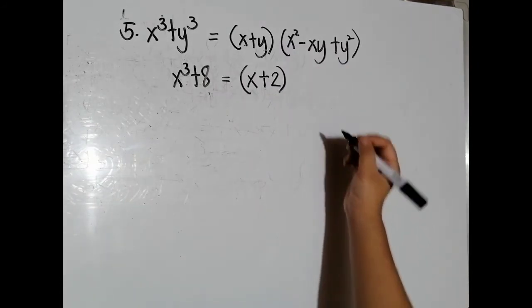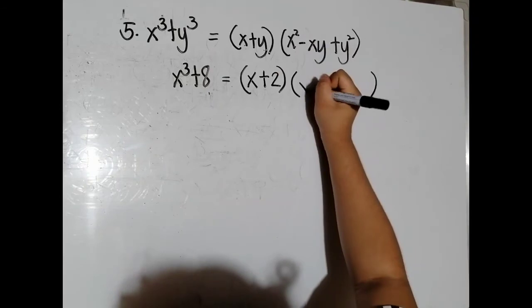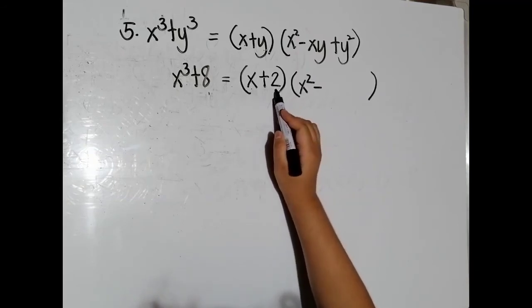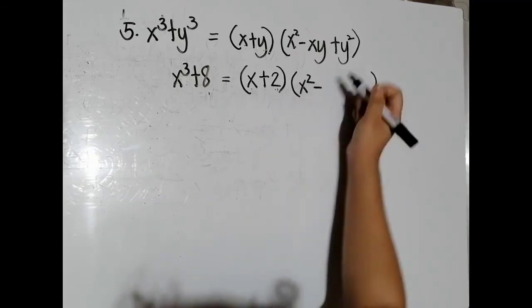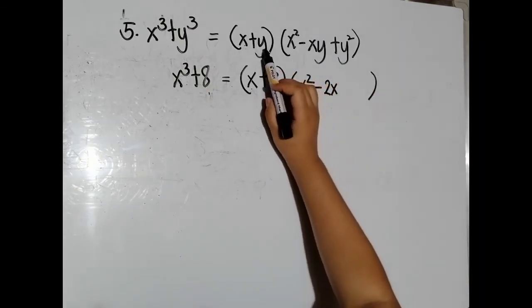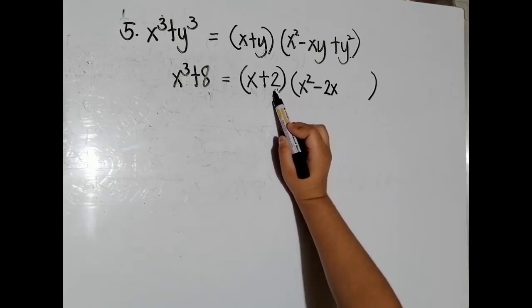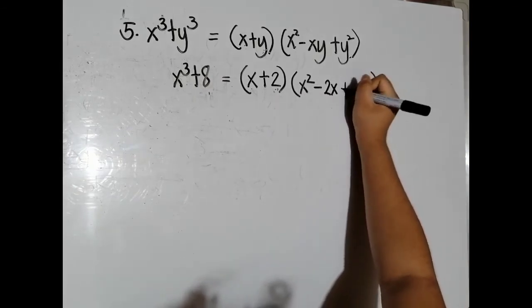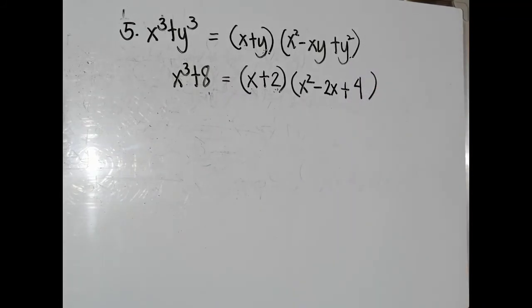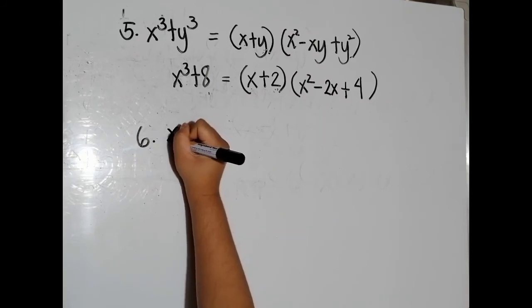Okay, looking at this x plus 2, we will be having the next factor, and that is x squared. Why? x squared is x squared. Then, multiplying xy, that is 2x. Remember, we need to have the opposite sign for the second term. That's why that is negative. Next will be y squared. Our y is 2. Therefore, our last term will be 4. Okay, that's it. That is how we factor x cubed plus 8.